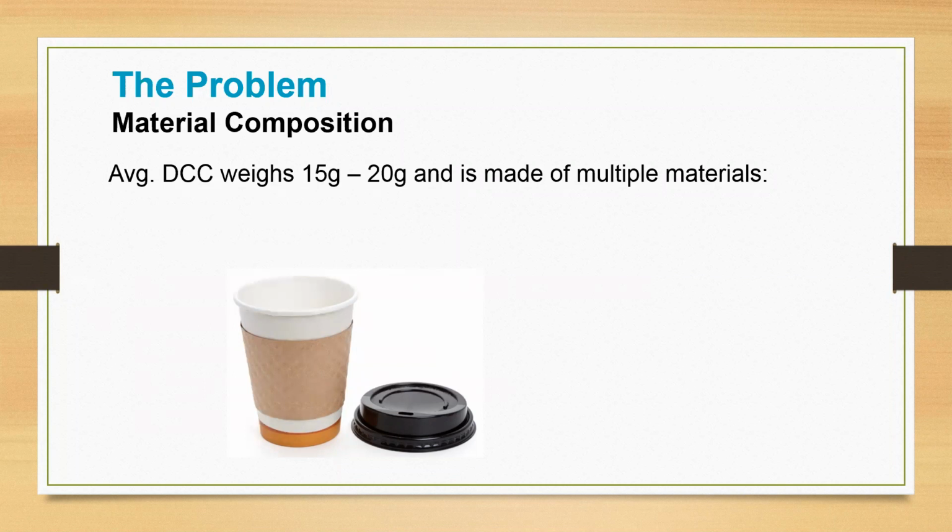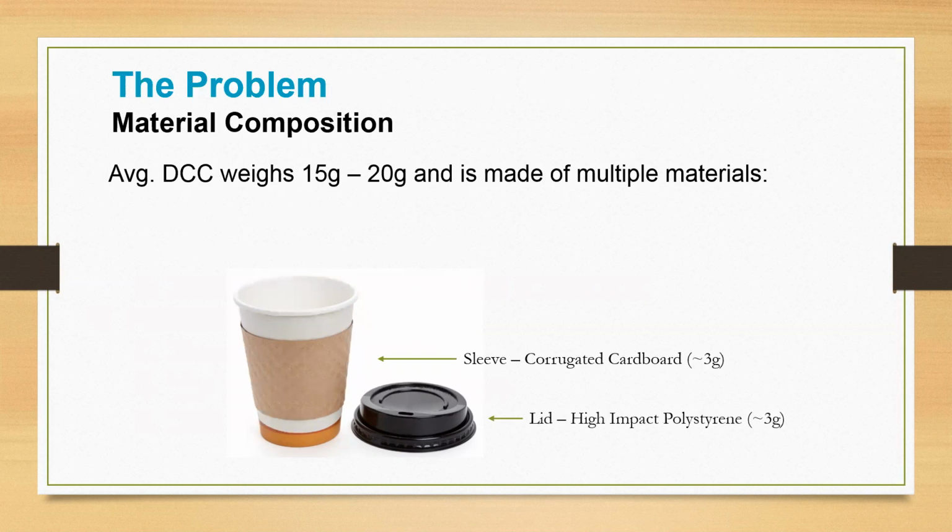Looking at the material composition of a disposable coffee cup, one of the tricky things is that no two are the same. The different retailers have distinct cups and distinct designs, but in general, they're made up of a high impact polystyrene lid, which is about 3 grams. This is a brittle plastic that quickly cracks when exposed to UV light.